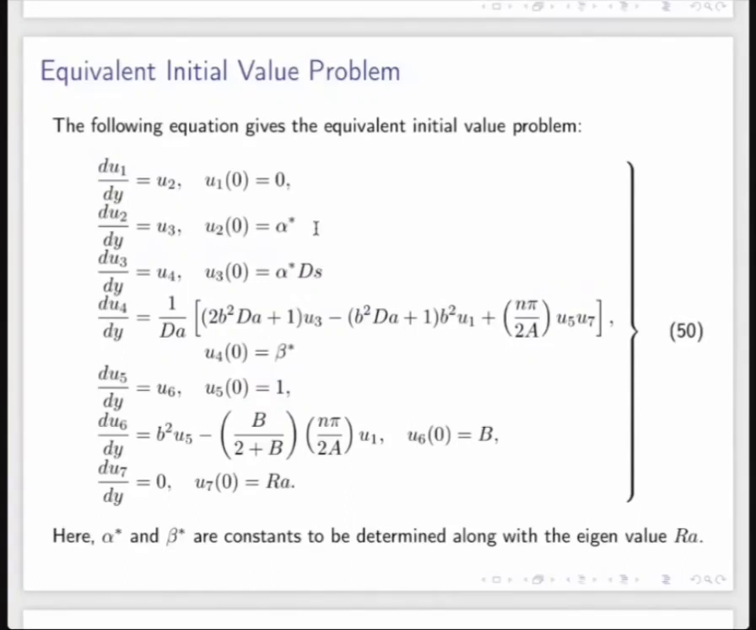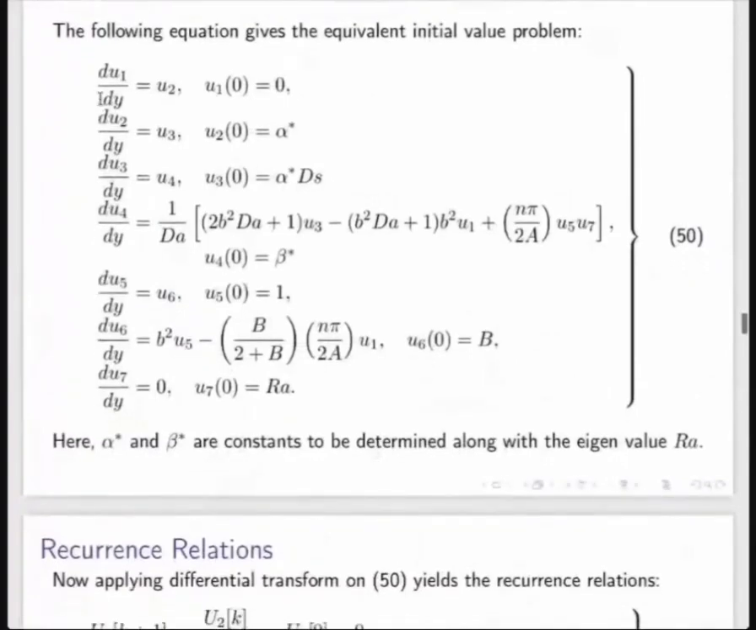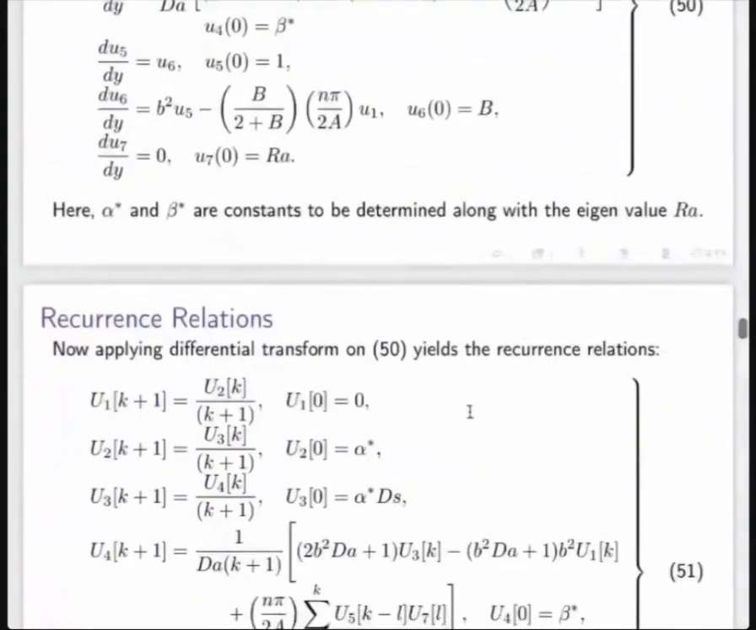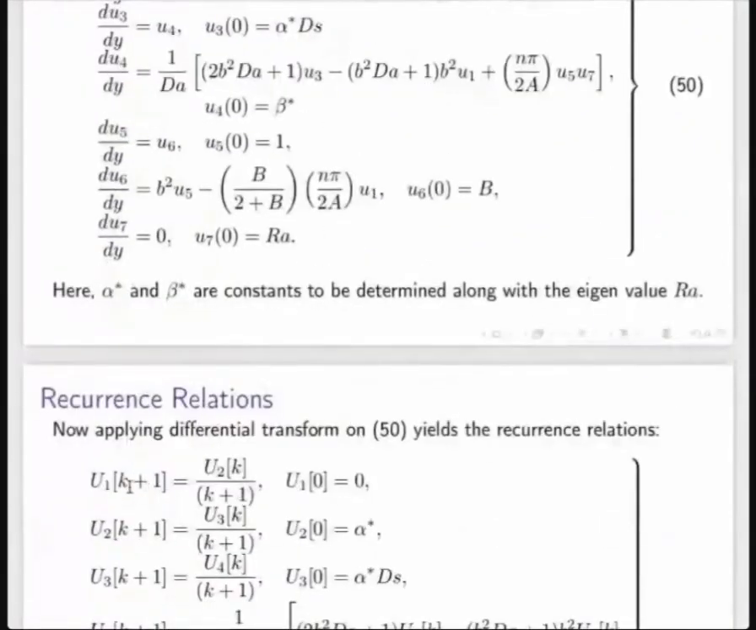Okay, there also we do the same thing. We convert the boundary value problem to an initial value problem. Once we apply a differential transform onto various equations in system 50, you end up getting the equations being transformed from the y domain to the k domain.